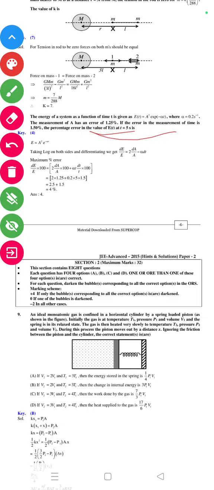So E is equal to A square e to the power minus alpha t, taking log on both sides and differentiating, we get dE by E is equal to 2 da by a minus alpha dt. Maximum percentage error is 2 da by a into 100 plus alpha t dt by t into 100, यानी 2 into 1.25 plus 0.2 गुना 5 गुना 1.5, तो 2.5 plus 1.5 यानी कि 4%, तो आंसर कितना आ जाएगा 4, तो इसका आंसर आ जाएगा 4.